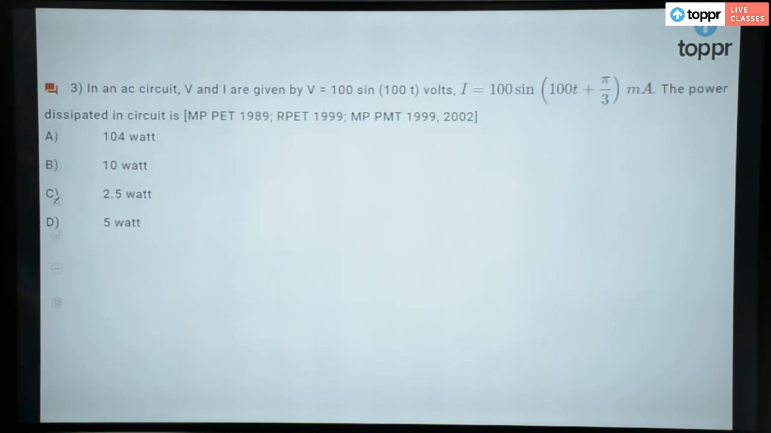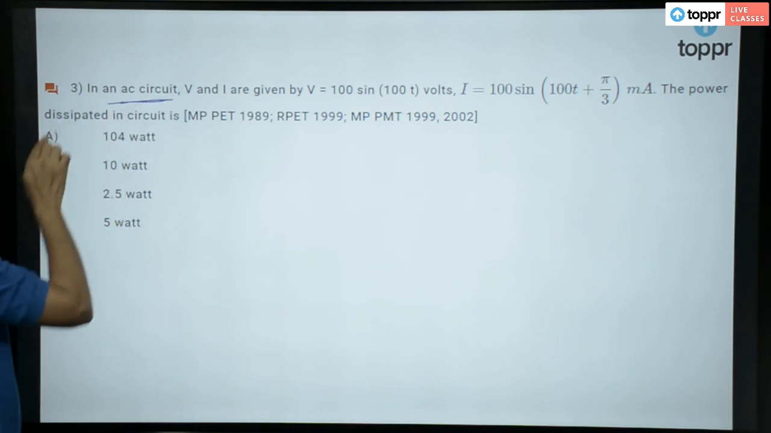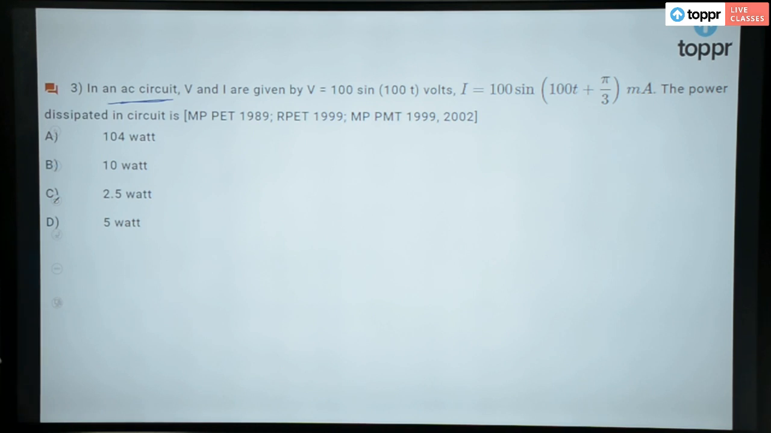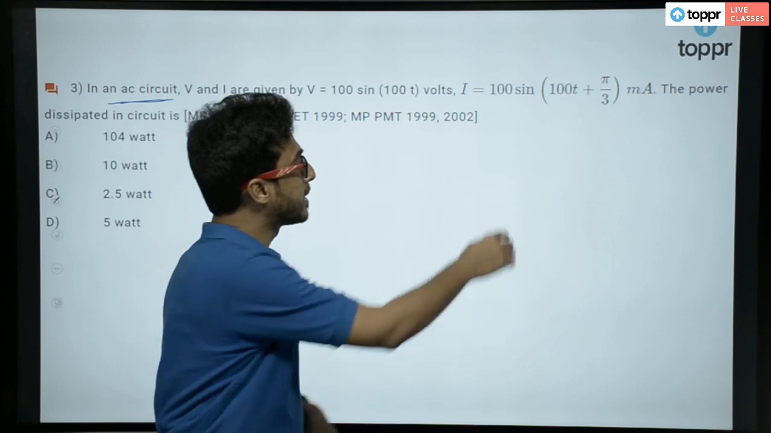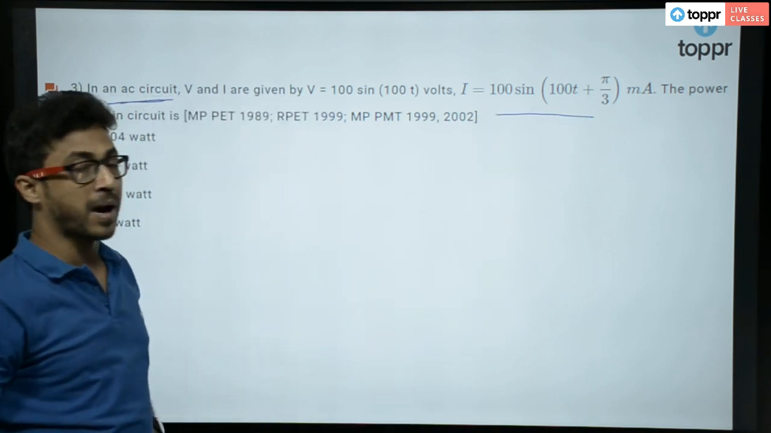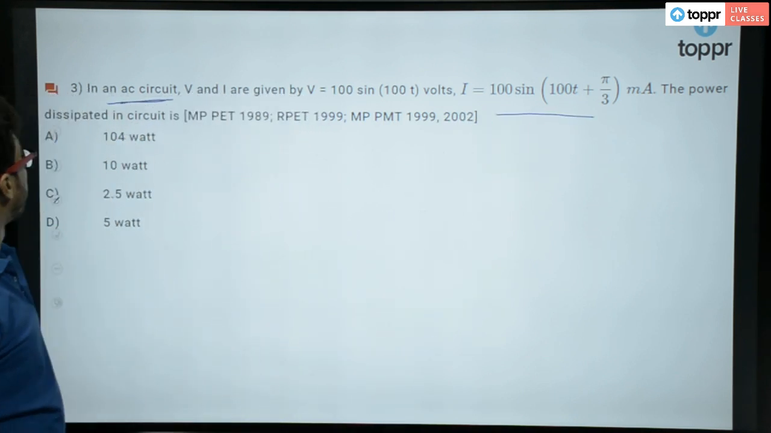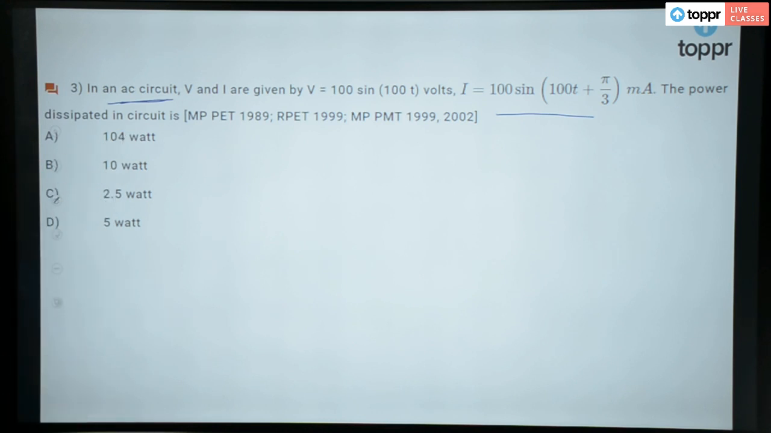Okay. Almost we are in time. Question. In an AC circuit, now that RLC we have done, V and I are given by V equal to 100 sine 100 t volts, I equal to 100 sine (100 t plus pi by 3) milliamps. What is the power dissipated in the circuit?